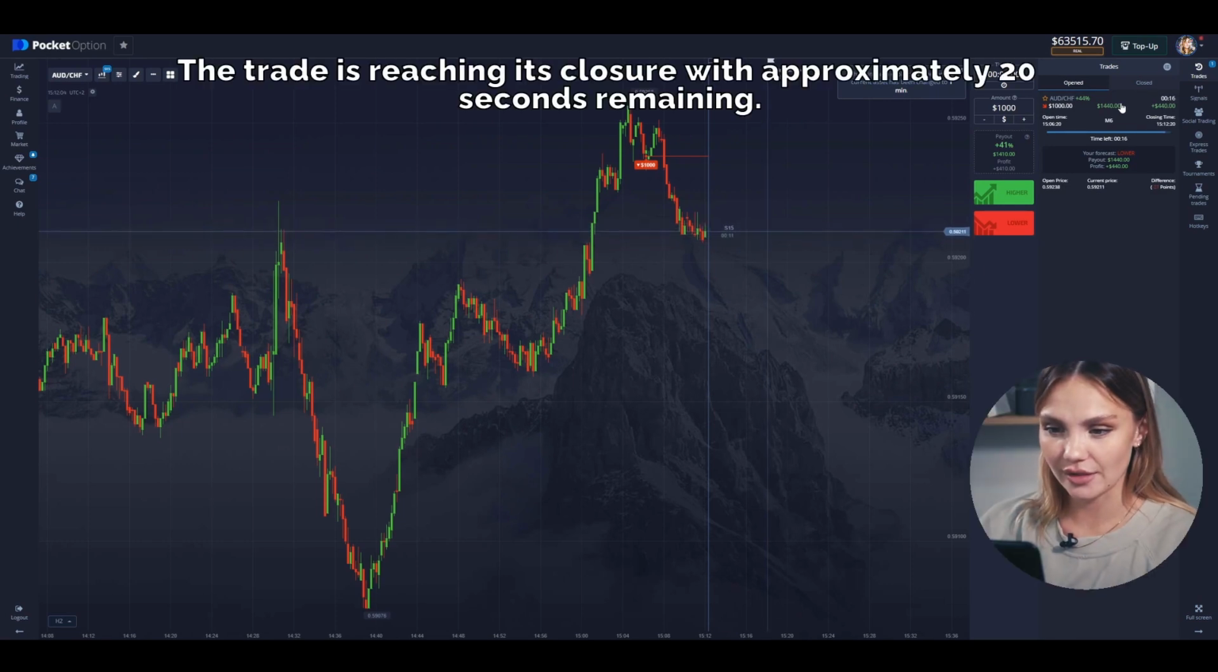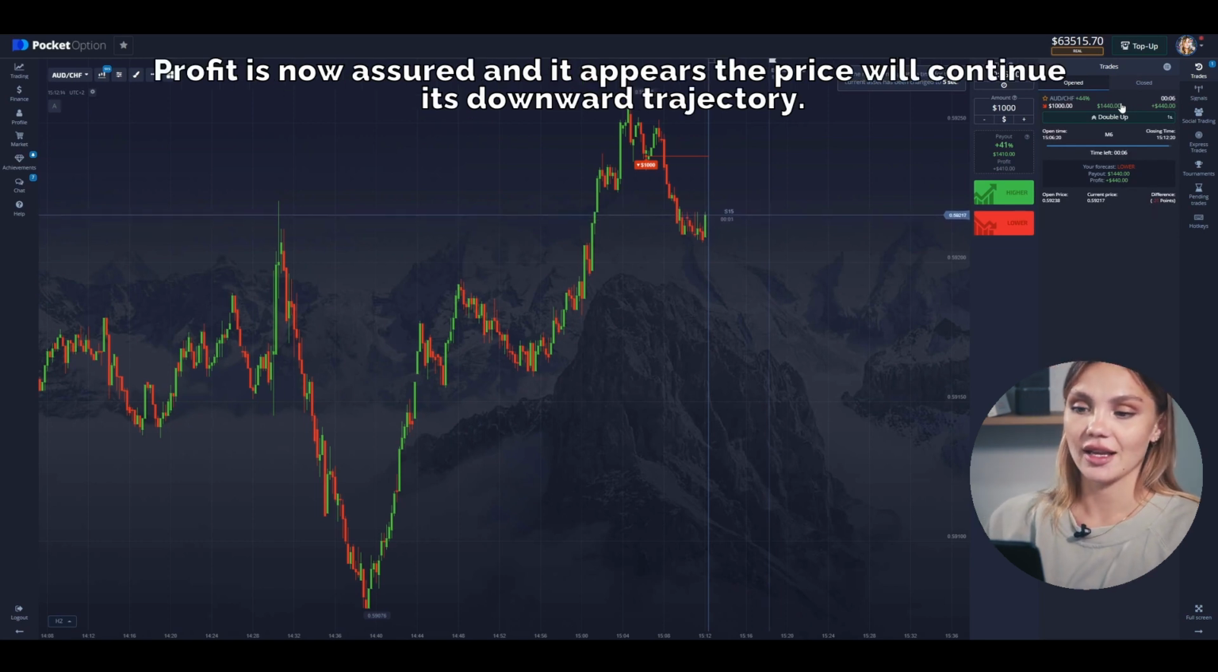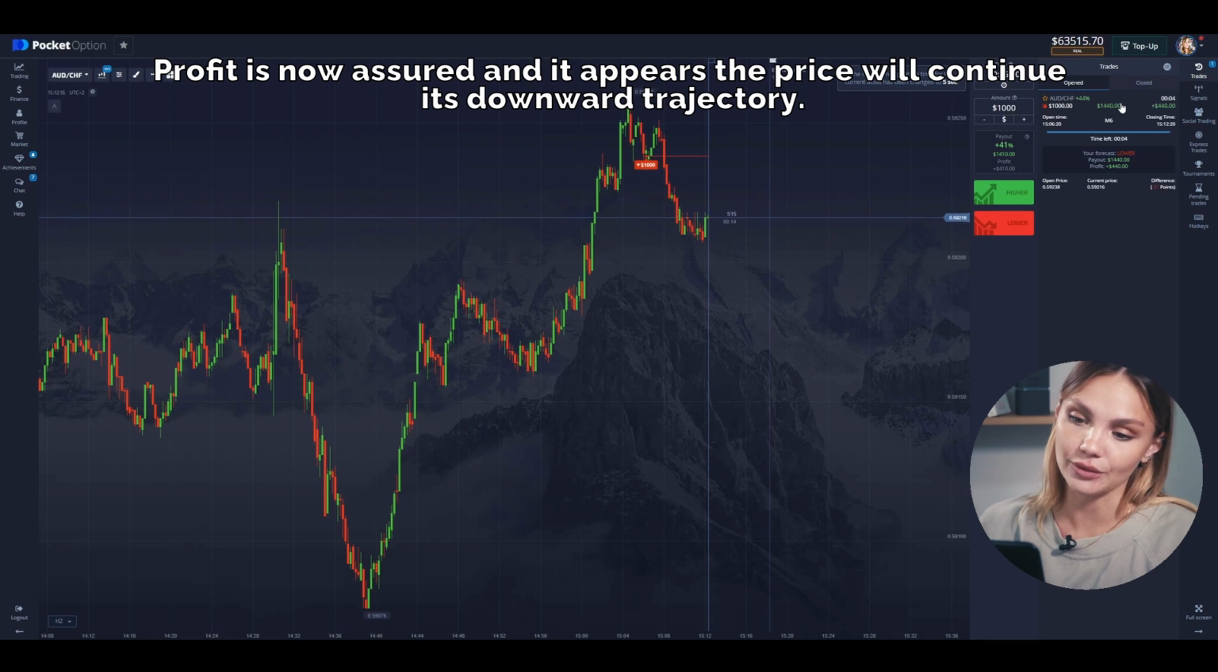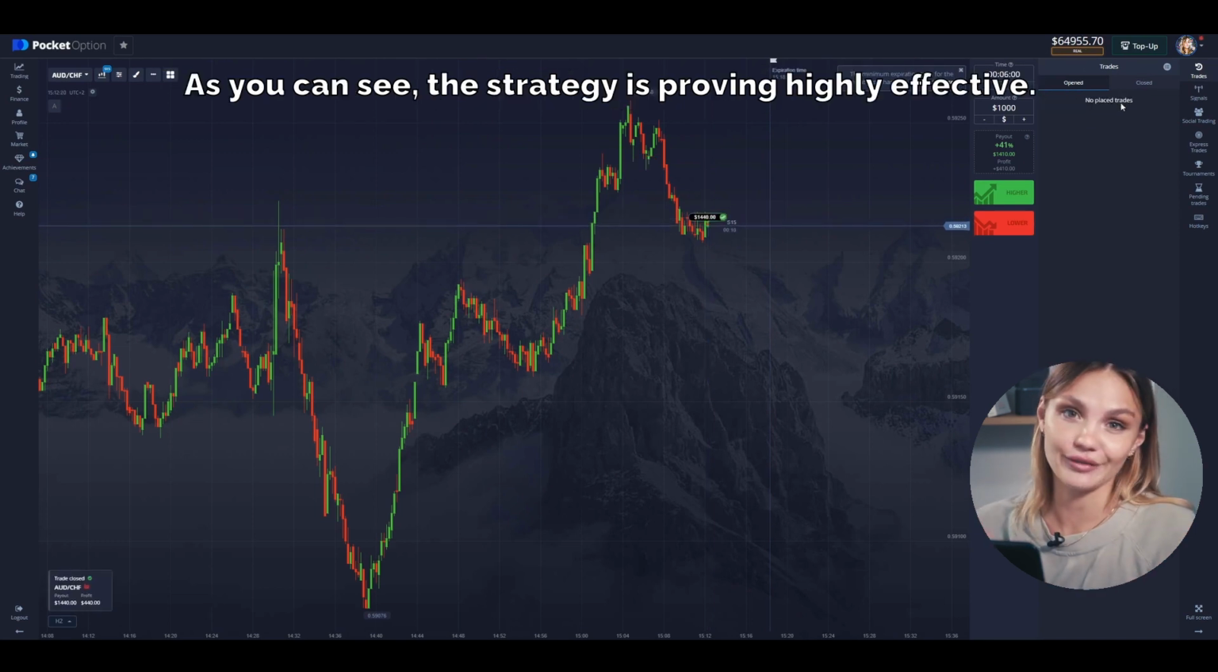The trade is reaching its closure with approximately 20 seconds remaining. As I previously noted, the price descended and now culminated in a correction. Profit is now assured, and it appears the price will continue its downward trajectory. As you can see, the strategy is proving highly effective.